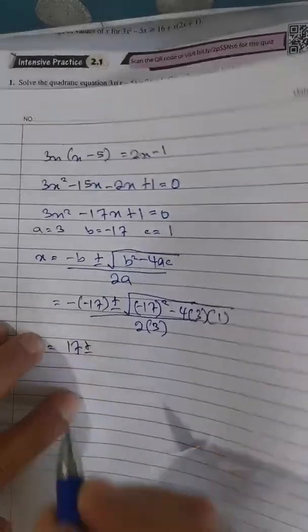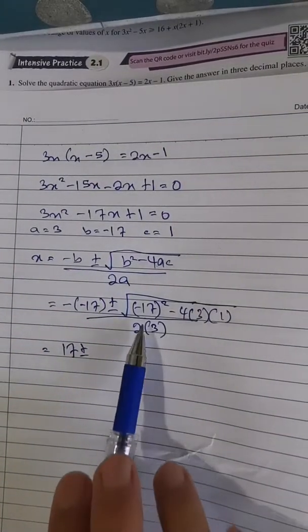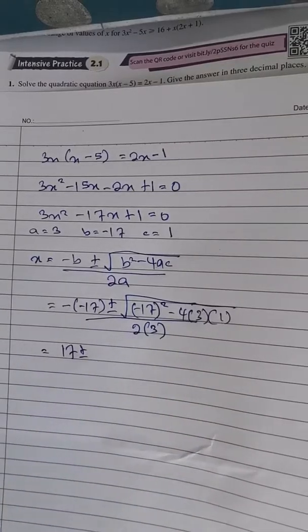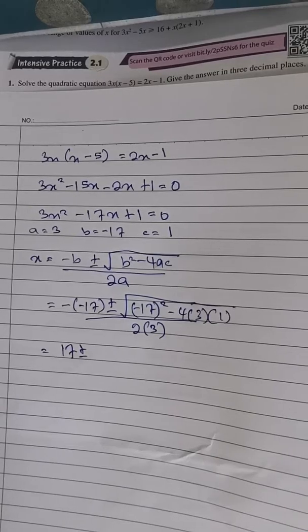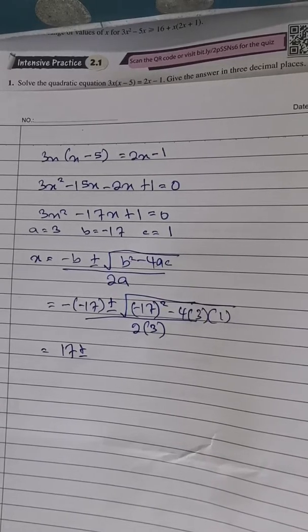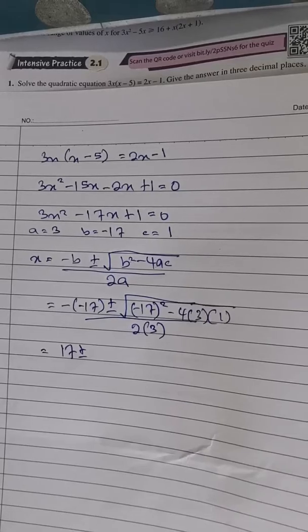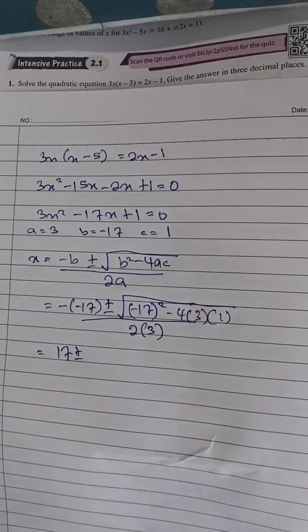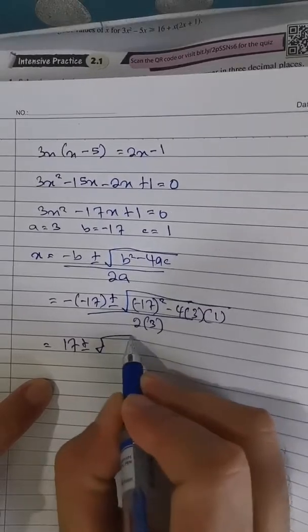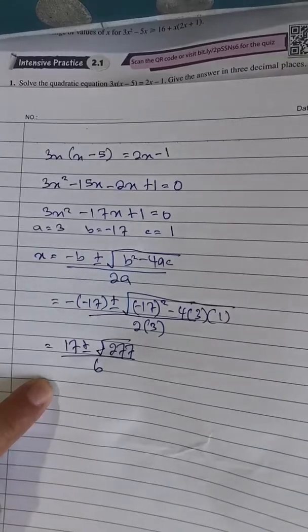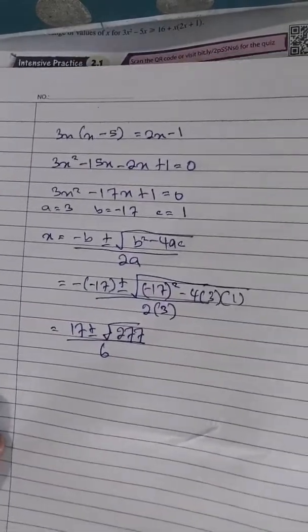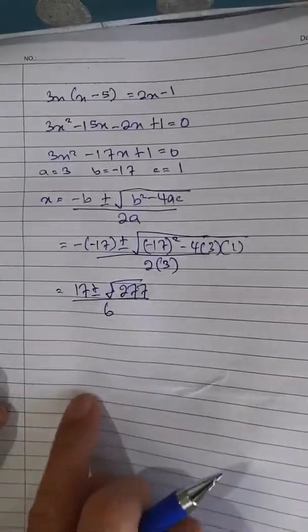Plus minus, you take a calculator and calculate inside the square root first. That is negative 17 squared minus 4 times 3 times 1. So I got 277. Square root of 277 over 6. Okay, so from now we have to write it down twice.